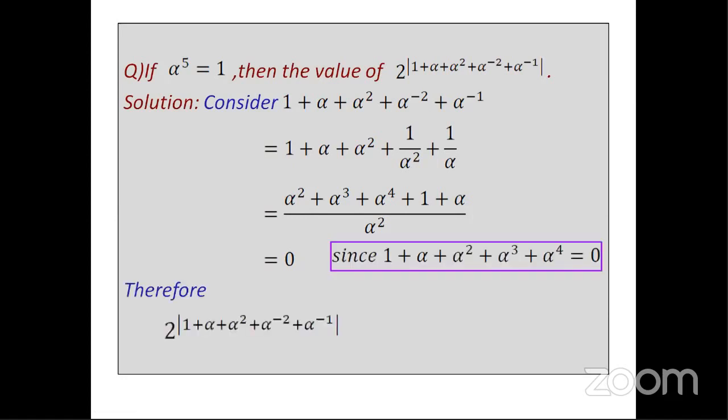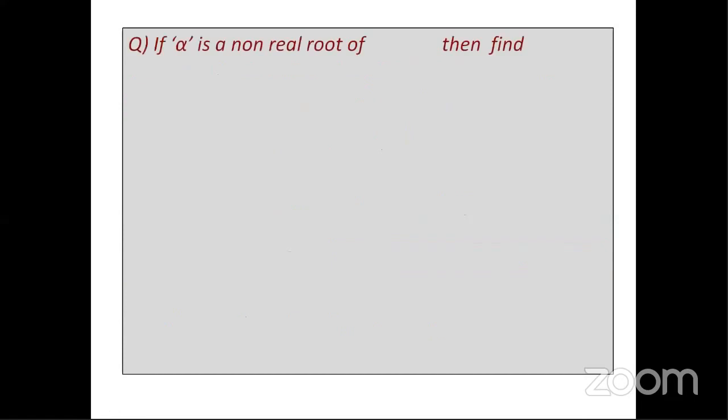Therefore, 2 power mod of 1 plus alpha square plus alpha power minus 2 plus alpha power minus 1 is equal to 2 power 0. What is 2 power 0? Which is nothing but 1. This is one of the bit questions in MSET, children. So you can make use of the concepts we have discussed in nth roots and solve this type of problems. We'll see one more.